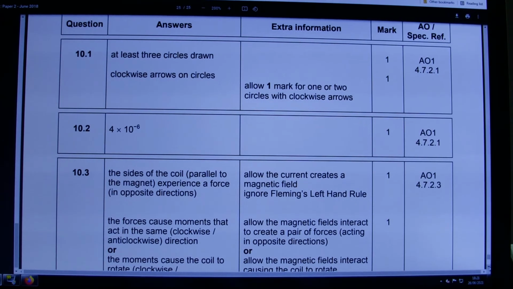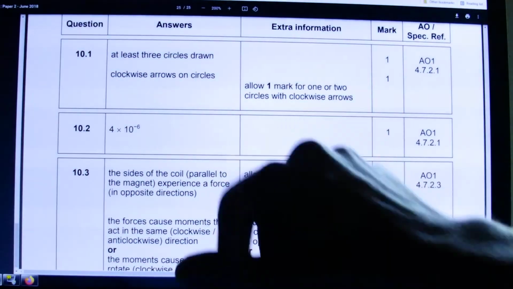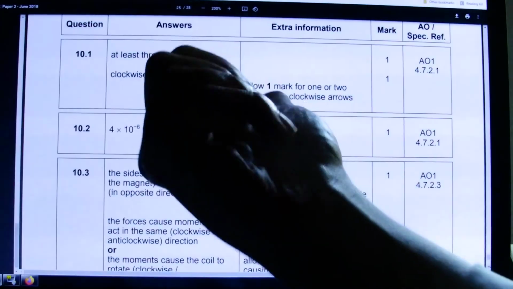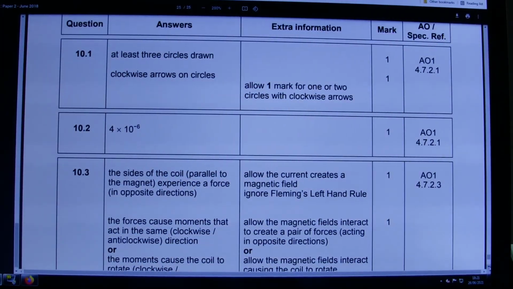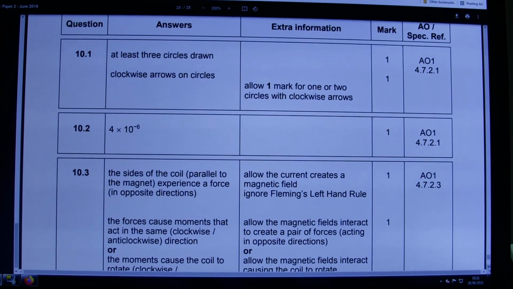At least 3 circles drawn. Clockwise arrows on circles. This is for that little circle with an X on it with the electric current going into the screen. Right hand grip rule. It wanted 3 concentric circles around that thing with arrows pointing that way. 1 mark for 1 or 2 circles with clockwise arrows. To get 2 marks you have to draw at least 3. You can draw 10 if you like.